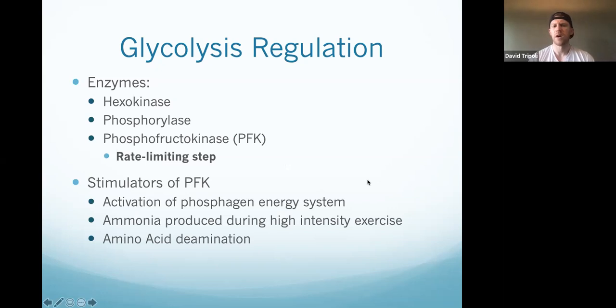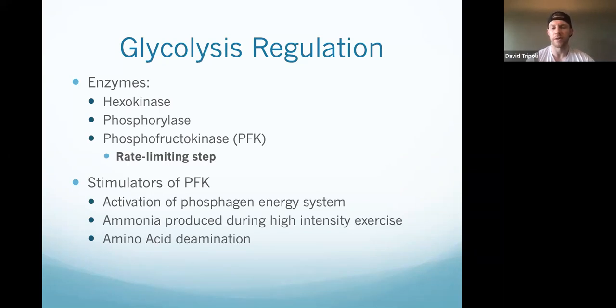Some of the enzymes, I know there was that long process, but just 3 to be aware of: hexokinase, phosphorylase, and then phosphofructokinase. PFK, this is the rate limiting step. So if you don't have PFK available, then you're going to have issues with glycolysis regulation. What stimulates it, though, again, is the activation of the phosphagen energy system, so the fast energy system.